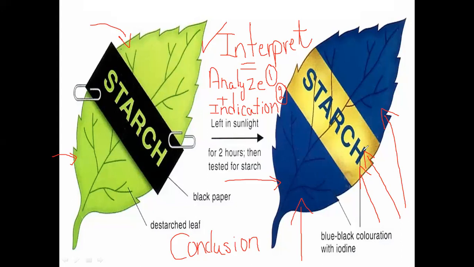Indication. This indicates that starch was produced in the part exposed to sunlight, while no starch was produced in the part that was covered by the black paper. Here I finished analyze plus indication. This is what we call interpret. Conclusion. The conclusion should be in general. So the conclusion: the green plants need the sunlight for the process of photosynthesis.